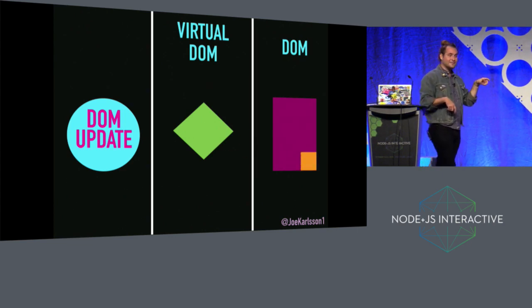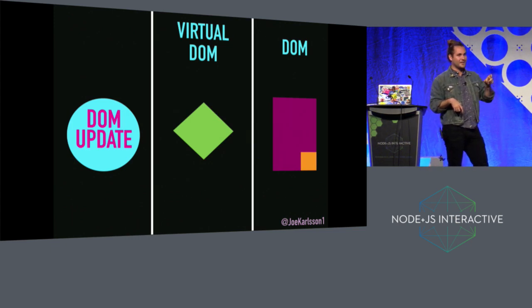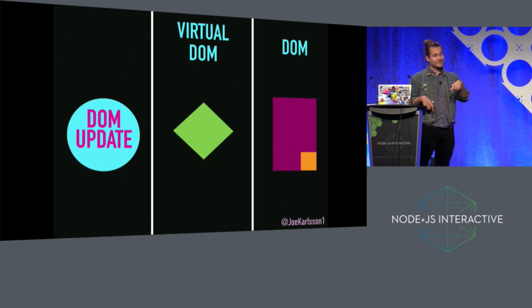Why this is faster is because making actual DOM updates is really, really slow, and it's expensive for a browser to do. If you can do it in memory with an object, you can make it go a lot faster.